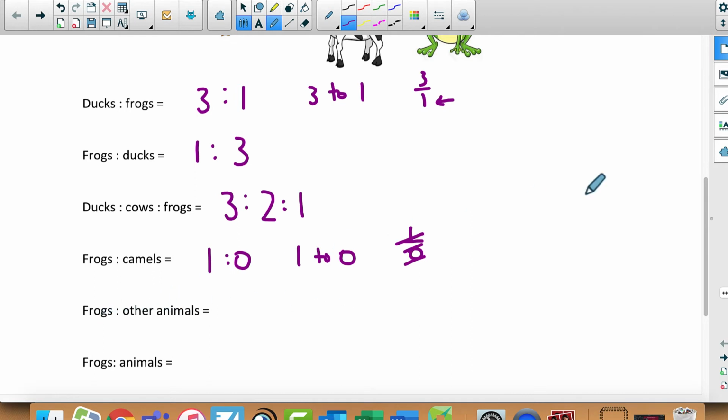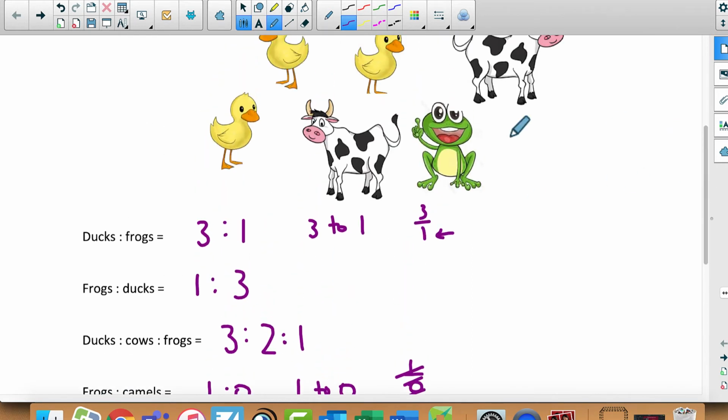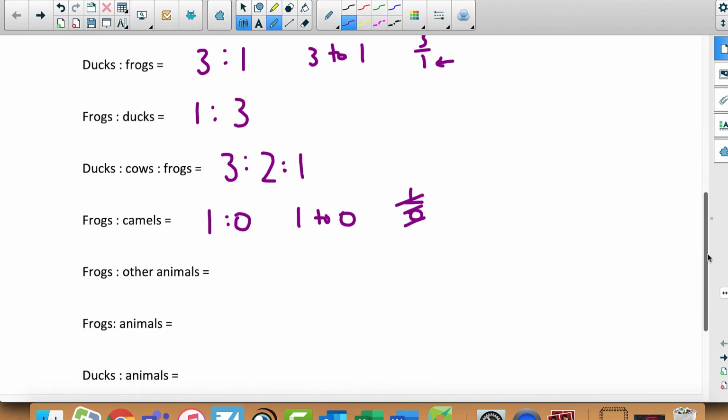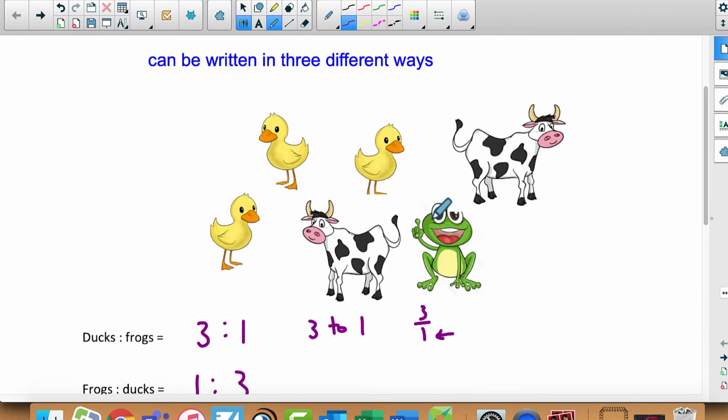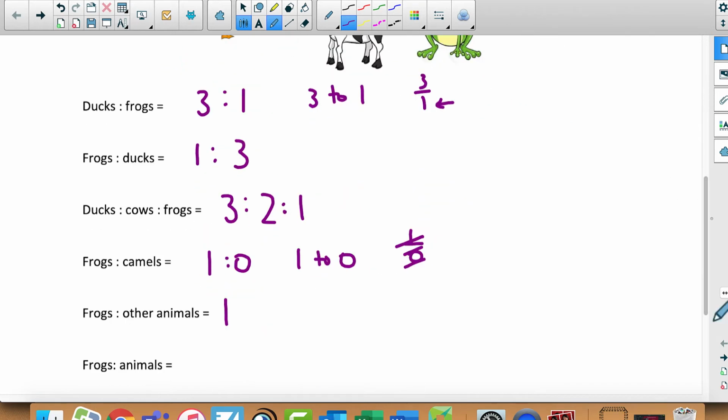Okay, frogs to other animals. Well, the number of frogs is 1. There's only 1 frog. And the number of other animals, so other animals besides frogs: 1, 2, 3, 4, 5. There's 5 other animals I see in the picture. So it's 1 to 5. Next one, frogs to animals. Isn't that the same thing? 1 to 5 again? No.